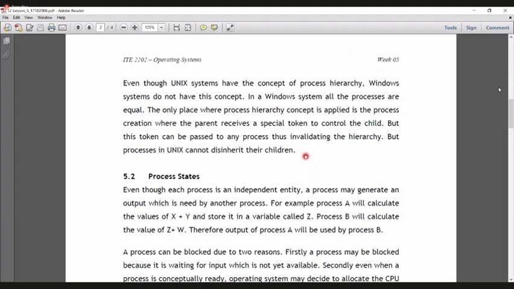So in Windows, you can pass the parent state to another. How? You pass the token. But in Unix, you can't do that. So passing the token means then it will have another hierarchy.